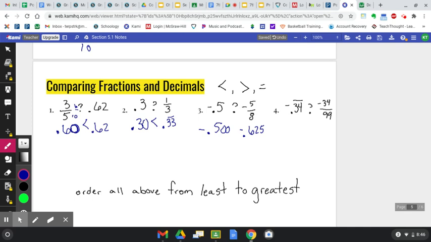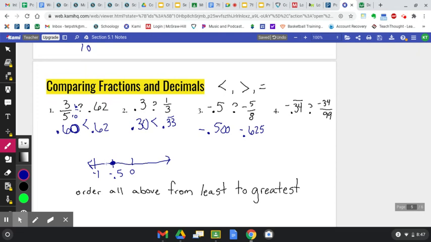625 versus 500, right? And the easy thing to say is, oh, this one's bigger. However, think about negatives. When we number them on a number line, if that's 0 and that's negative 1, negative 0.5 is right here. So if I start from 0, this would be negative 0.1, negative 0.2, negative 0.3, negative 0.4, negative 0.5.